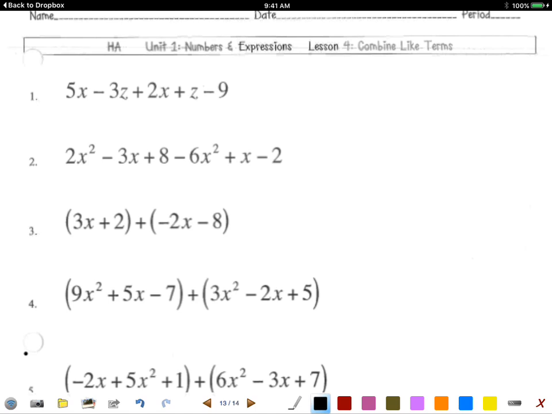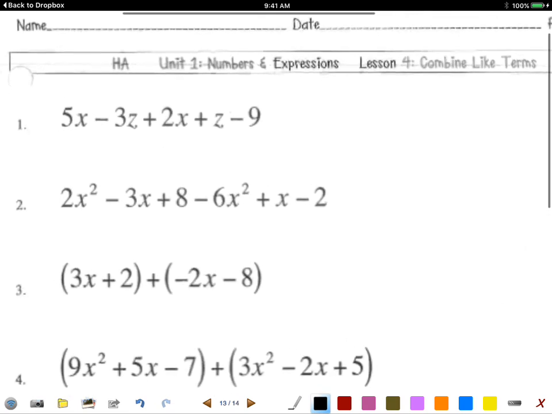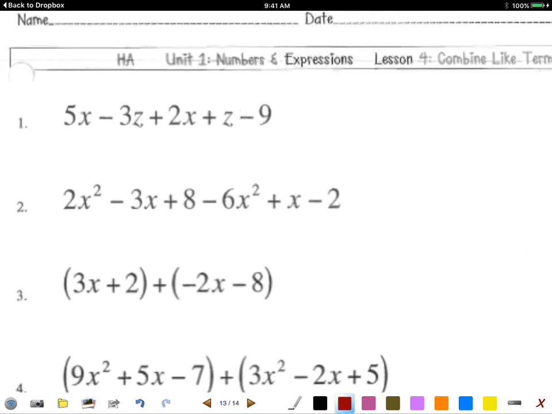So today's lesson is on combining like terms. First of all, in number 1, for example, we have a variable expression. A variable expression consists of variables and numbers, and they are separated by addition and subtraction signs. Each one of these is called a term. So there's 1, 2, 3, 4, 5 terms in number 1. So if I refer to it as a term, those are the terms.